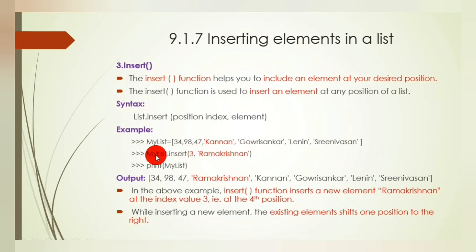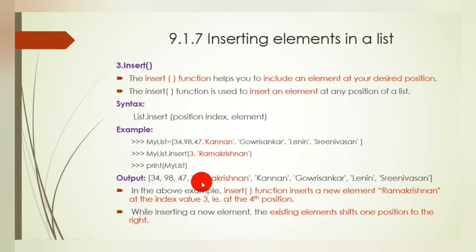Now you can see this statement: mylist.insert(3, Ramakrishnan), where 3 is the index value. So you see, where is the index value? 0, 1, 2, 3. That is, Kannan is at index number 3. So print mylist. Now you can see the output: 34, 98, 47. Instead of Kannan, which one is displayed here? Ramakrishnan.